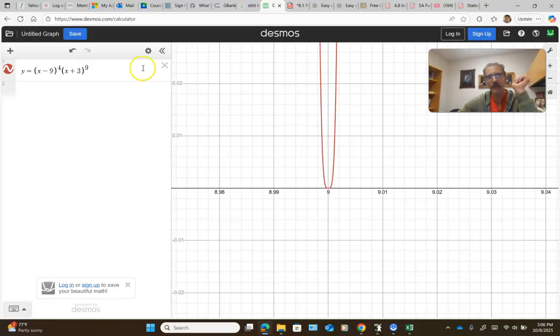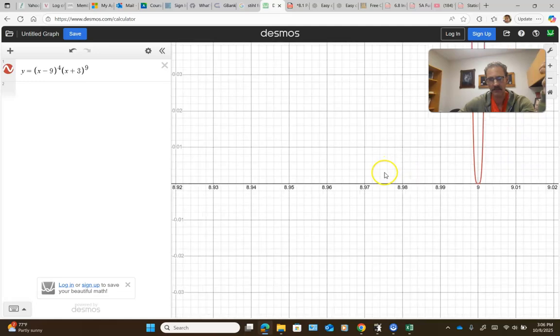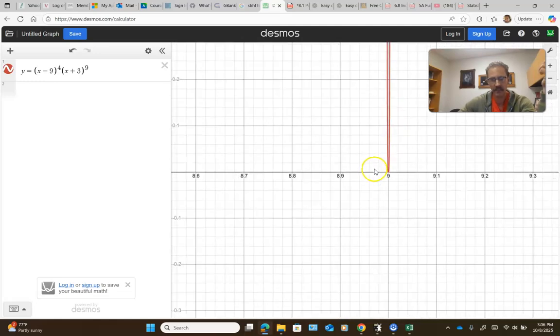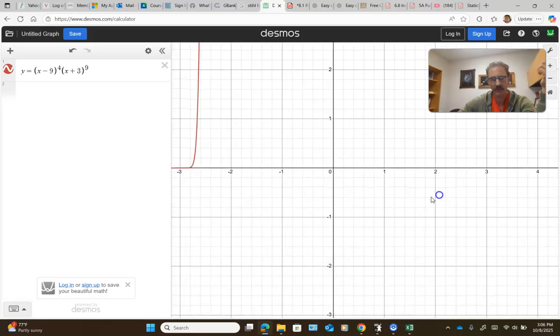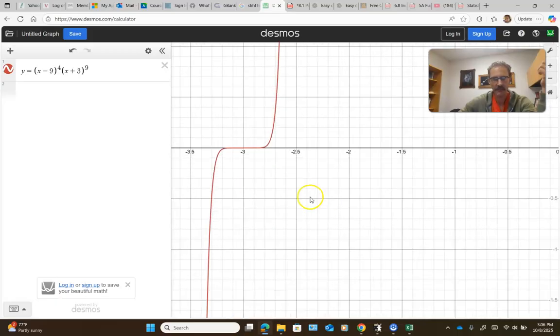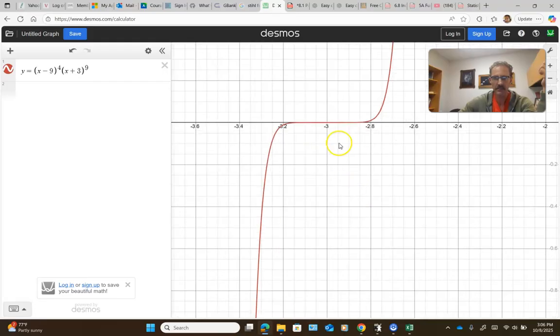Okay. The other 0 would be -3. That would come from this factor. And the multiplicity would be 9, which is an odd number. So we should see the function cross the x-axis at -3. So let's zoom out and see if that's actually the case. And come over here to -3, and in fact it does, doesn't it?